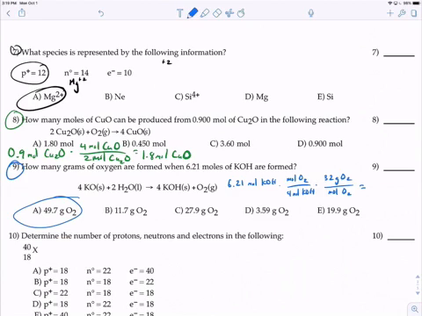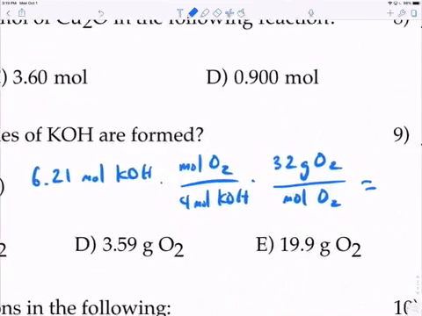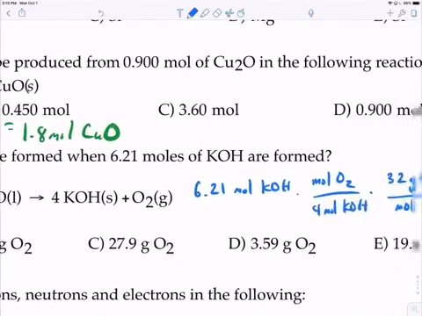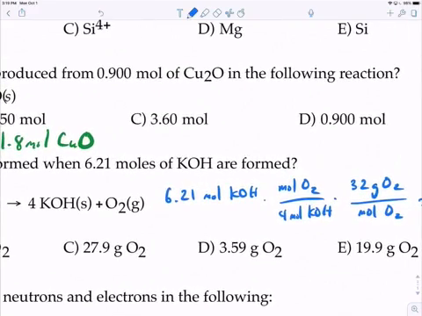But again, do you see this? How many grams of oxygen with 6.21 moles potassium hydroxide? So 6.21 moles KOH, mole O2 to 4 here by that, and then 32 grams per mole. So 6.21, then there's a 1 to 4 molar ratio and 32 grams per mole. Questions with this one?